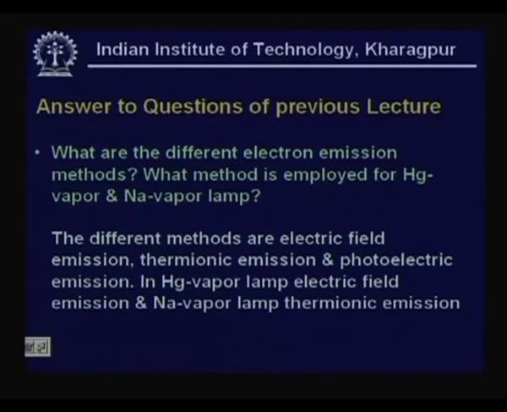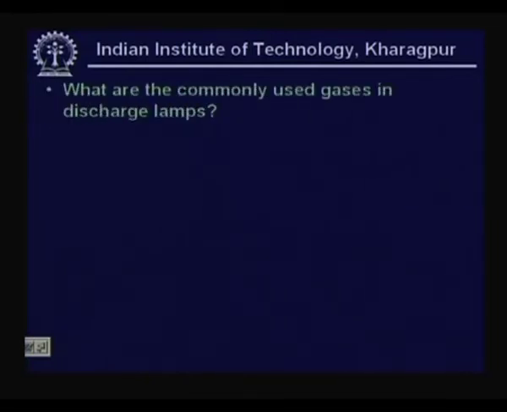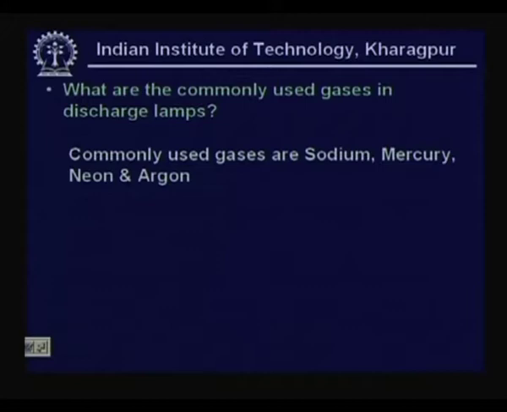That is, normally low pressure mercury vapor lamps do not have any heated cathode. What are the commonly used gases in discharge lamps? Commonly used gases are sodium vapor, mercury vapor, neon and argon. Neon signs are often employed for display purposes, signboards. We have seen many in the shopping malls, and it's quite often used, characteristic red, and of course other colors are obtained by a combination of gases or combination of envelopes.